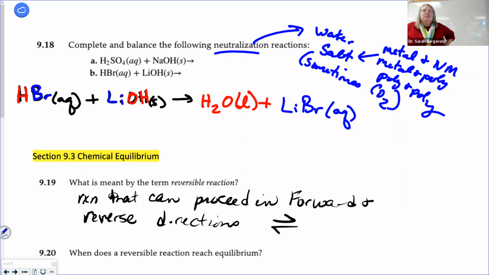Are we balanced? And can we write LiBr like that? Lithium has a charge of +1. Bromine has a charge of -1. So you crisscross, it would be Li1, Br1, but we just don't write the ones. So now, is my chemical equation balanced? Yeah. So am I good? Absolutely. Okay, good.